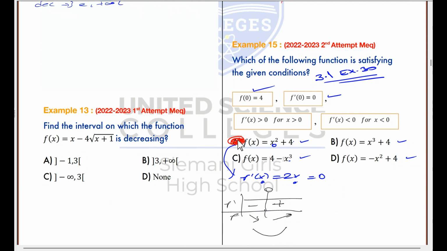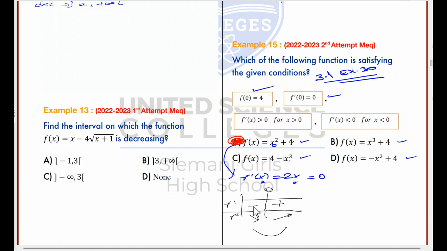I don't need to try the other options. Okay, what did I do? I inserted 0 for x in the function. I got 4 as a result, true. I took the derivative, giving 0 to x in the derivative gives me 0. It's also true. I make a table by using those two given pieces of information.